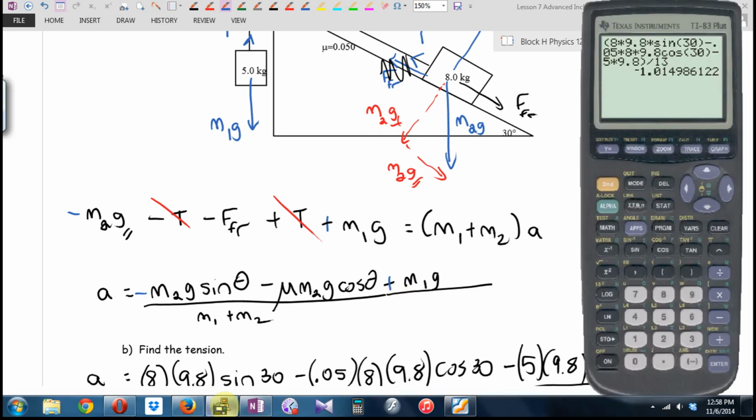On my calculator, I would go, okay, negative, leave it, positive. And I get, oh, I guess the acceleration is actually 0.493 meters per second squared. Which way? Up the hill.